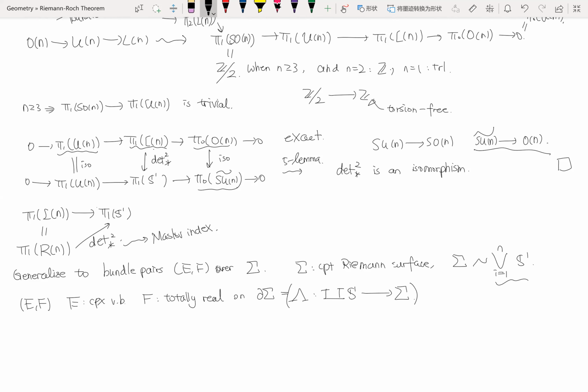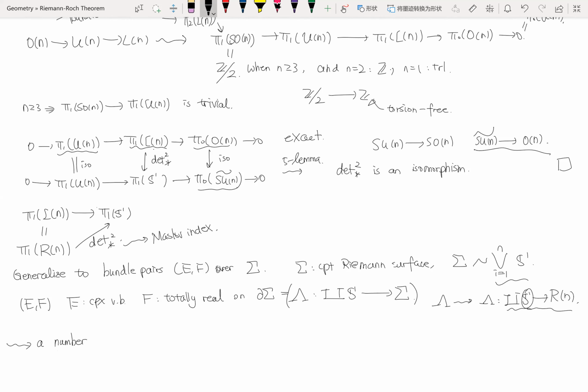So we know that lambda gives a map, still denoted by lambda, from the disjoint union of a bunch of circles to ℝ^n. Because on circles we can always trivialize the complex vector bundle, and then any S^1 gives a loop of totally real subspaces. So we have a map from the disjoint union of circles to ℝ^n, and this gives a homotopy class.